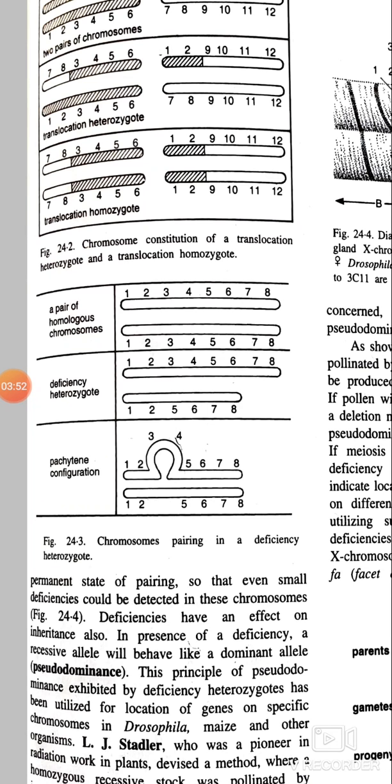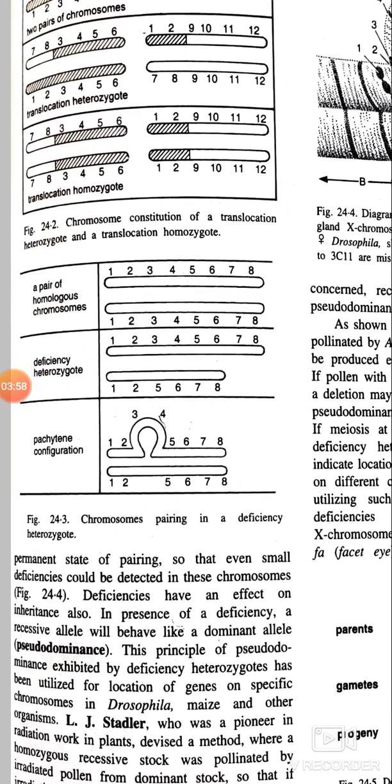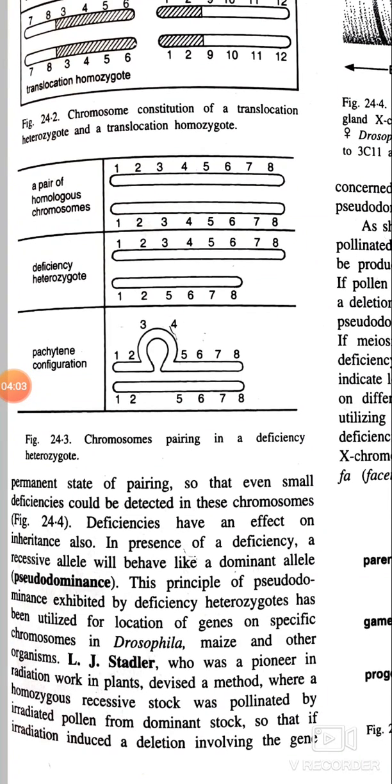Deficiency has an effect on inheritance also. In presence of a deficiency, a recessive allele will behave like a dominant allele, which is called pseudodominance. This principle of pseudodominance exhibited by deficiency heterozygotes has been utilized for location of genes on specific chromosomes in Drosophila, maize, and other organisms.